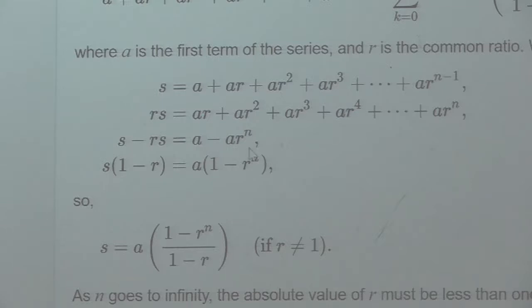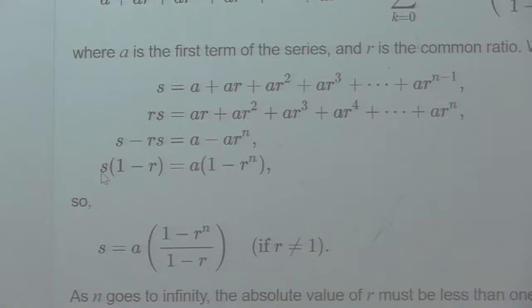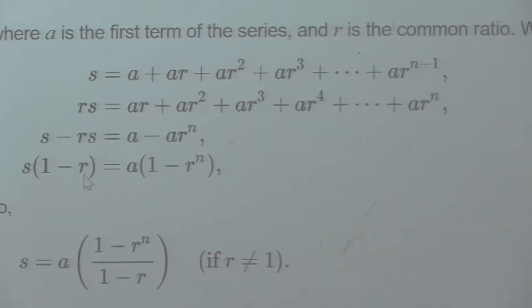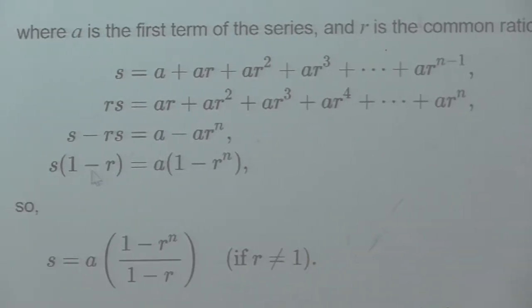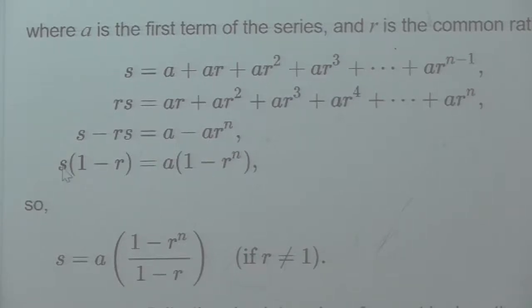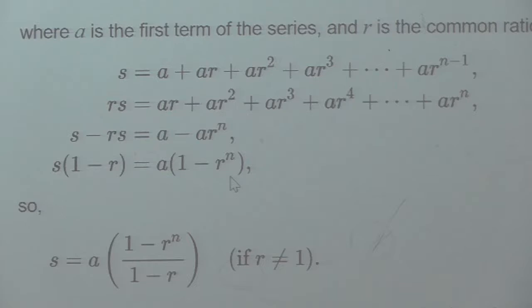Okay, so we have this. Did everyone follow this so far? Okay, now we can simply factor S out of both of these terms. So we get this, S times 1 minus R. Okay? And then we can solve for S by bringing this to the denominator. All right? Does everyone follow that?